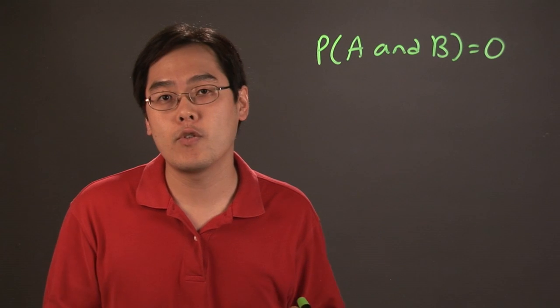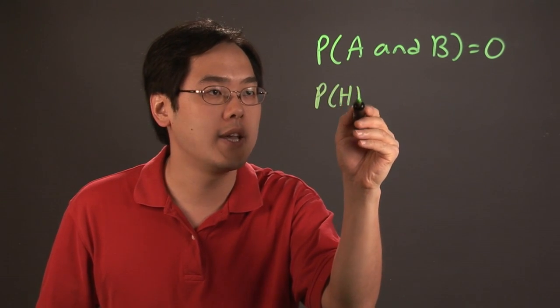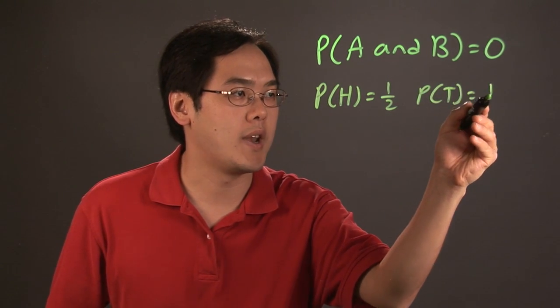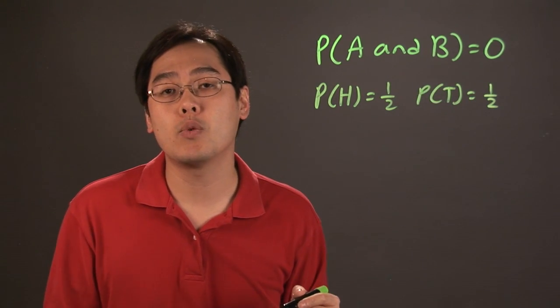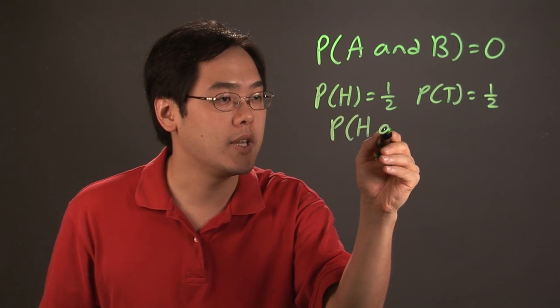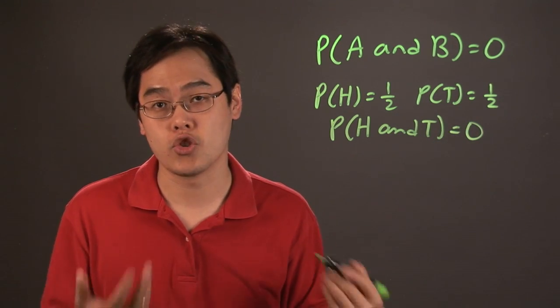So for example, if you're flipping a coin, the probability of, let's just say, flipping heads is going to give you 1/2, and the probability of getting tails is 1/2. But the fact of the matter is, if you were to flip a coin once, the probability of getting heads and tails is going to give you 0. That's an example of disjoint events.